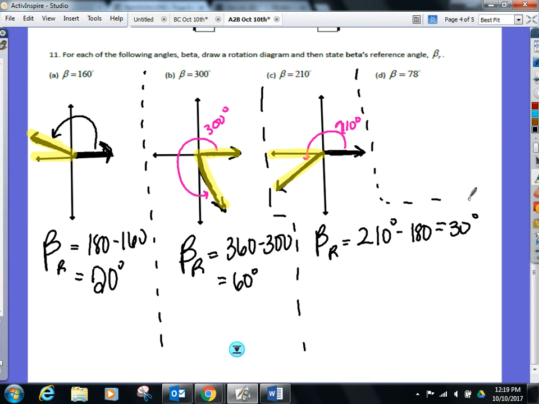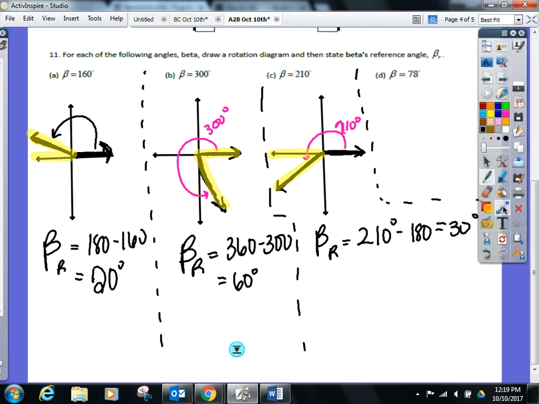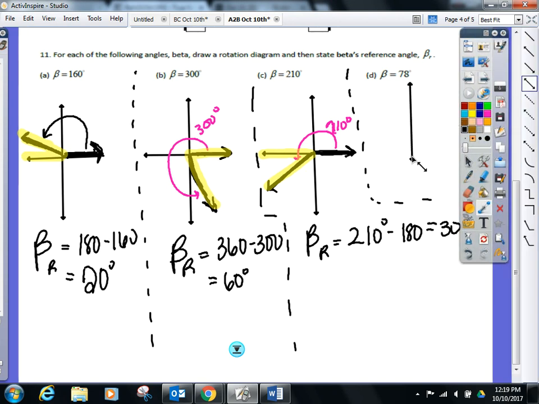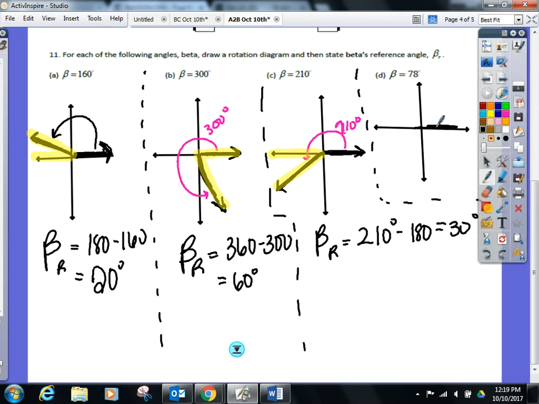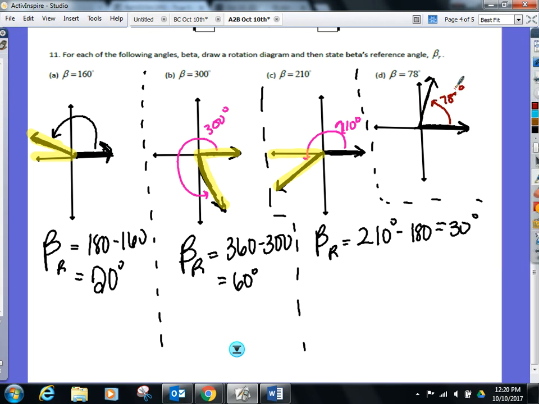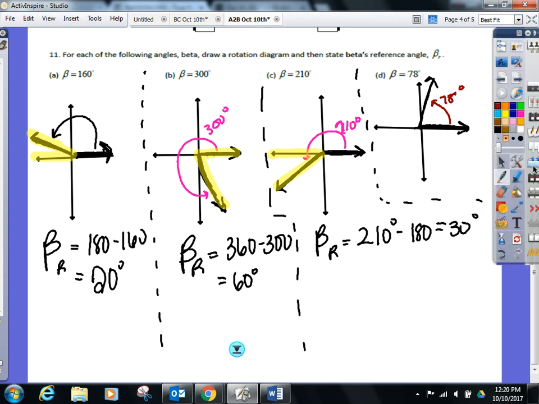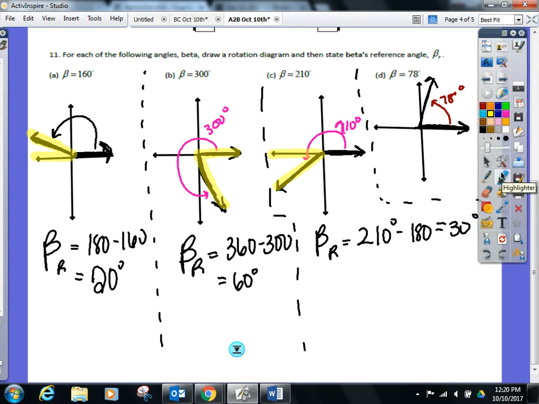And then we get really confused when I throw this one at you, 78. What quadrant's 78 in? It's in the first quadrant, right? If I graph this with you real quick, 78 is going to be closer to 90, so it's going to be somewhere up here. And you're like, what? Well, first of all, where is the reference angle? I don't care what it is, where is it? It's right here.